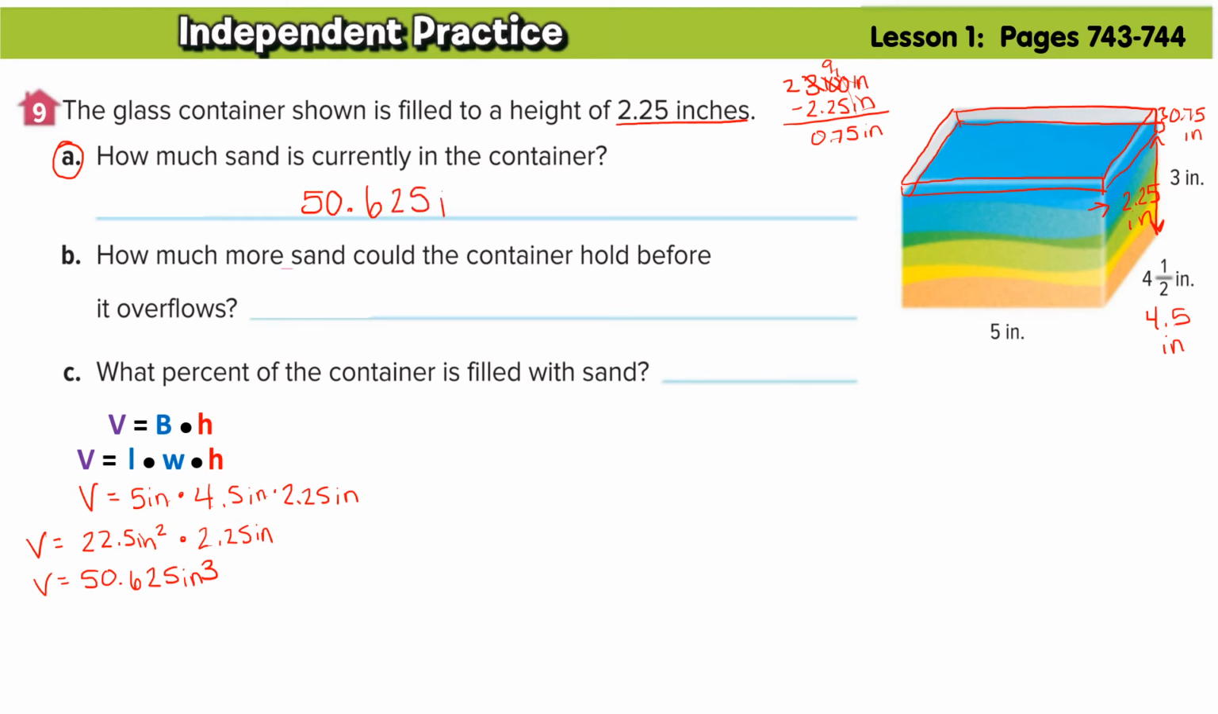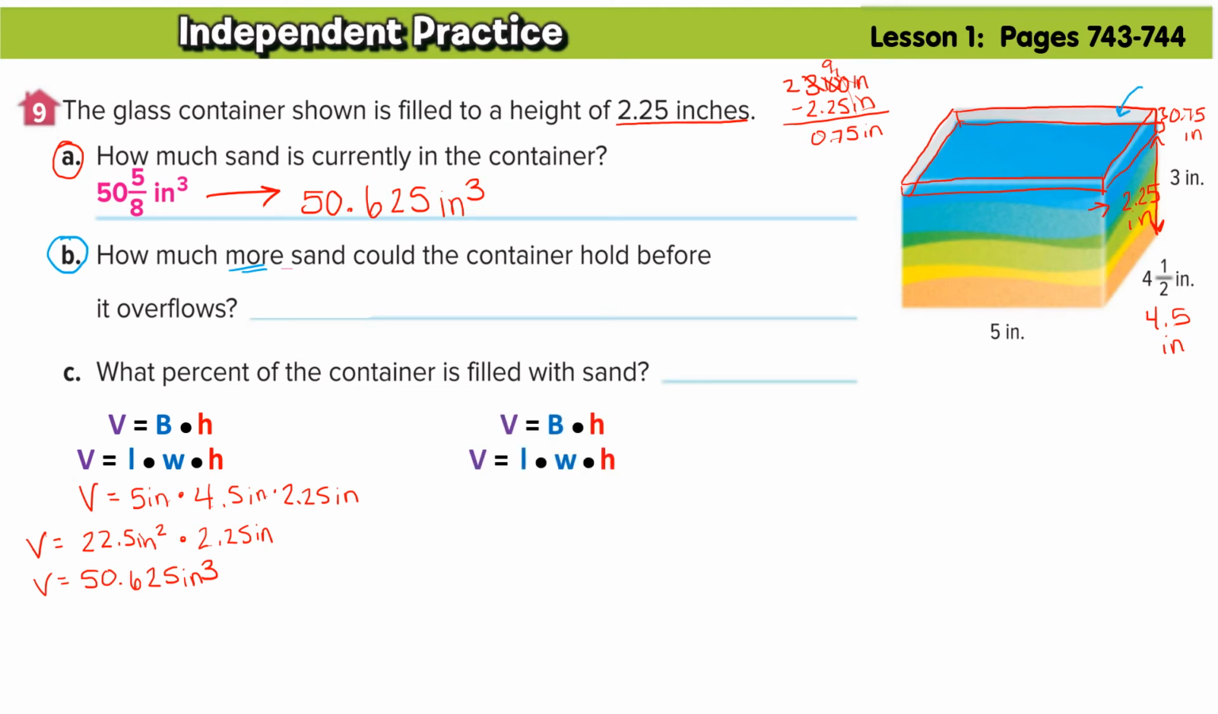50.625 inches cubed. All right, now as a fraction, that's going to look like that. All right, next, B, I'll change my color so we can see it a little bit differently. B, how much more sand could the container hold before it overflows? So that would be how much could be in this little empty space.